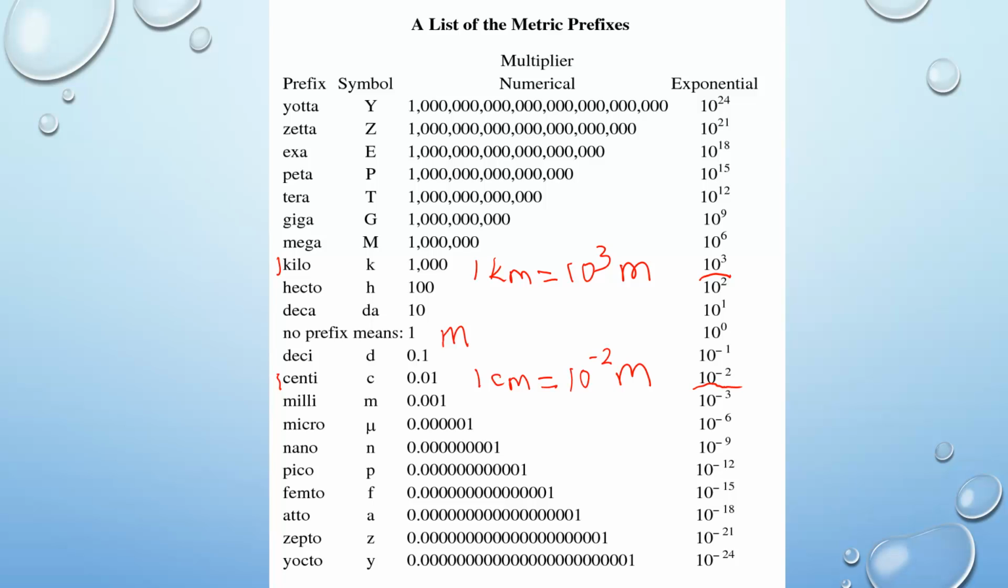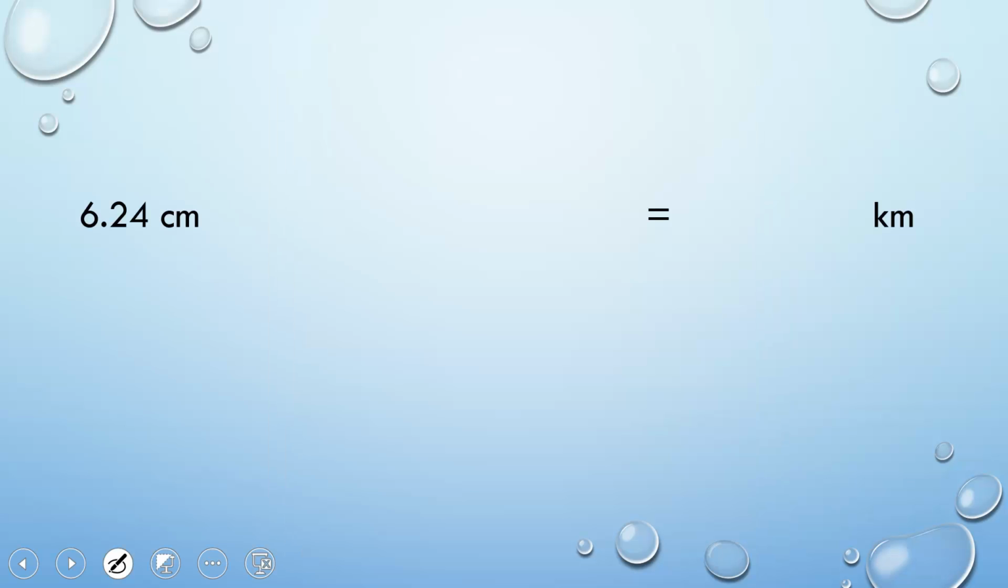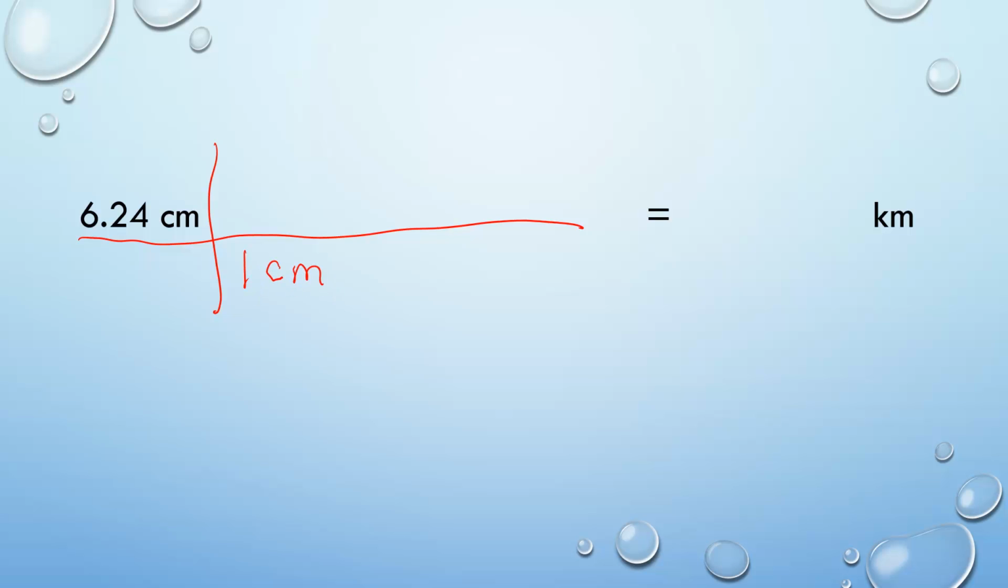So two equivalent statements: 1 centimeter equals 10 to the minus 2 of a meter, and 1 kilometer equals 10 to the positive 3 meters. Now we're going to take those statements and put them back into our problem as conversion factors in fractional form. So here's our problem. We have our 6.24 centimeters, and then we're going to multiply it by our conversion factors. We have centimeters, so we want to cancel out our centimeters, so we're going to put centimeter on the bottom, and then the other part of it, 10 to the minus 2 meter, on the top.